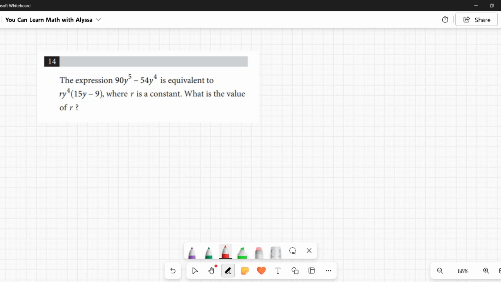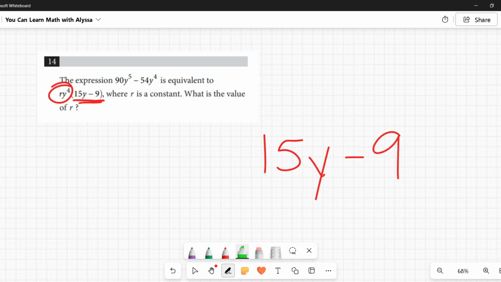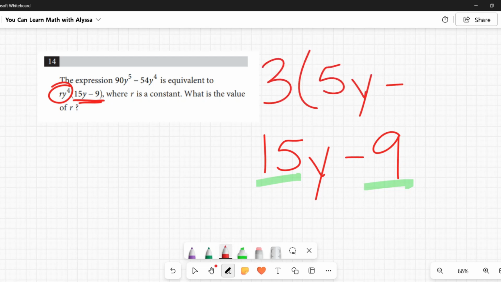There's something subtle that might be a trap for some students here. It looks like they're telling you to take out the greatest common factor. They are not. Why do I say that? Because they pulled out r times y to the fourth, but they left behind 15y minus 9. 15 and 9 are both divisible by 3. So you could pull a 3 out of that, and you'd be left with 5y minus 3. So whatever they pulled out, r, that is not the greatest common factor.